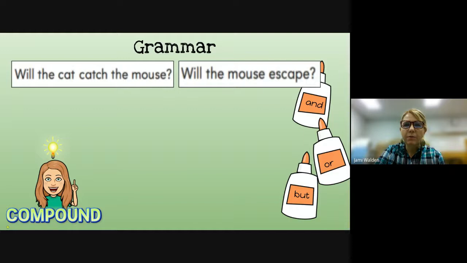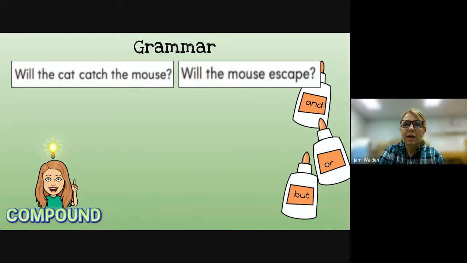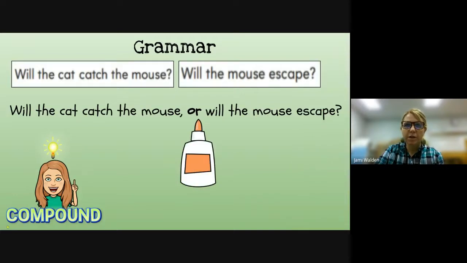I'm going to put them together with a conjunction. Which one do you think would work best? Will the cat catch the mouse and will the mouse escape? Well, that doesn't make sense because if he catches the mouse, the mouse can't escape. So, and putting them together doesn't work. Let's use the choice word. Will the cat catch the mouse, or will the mouse escape? That sounds good. Let's check.